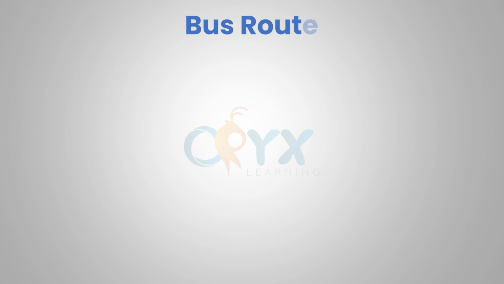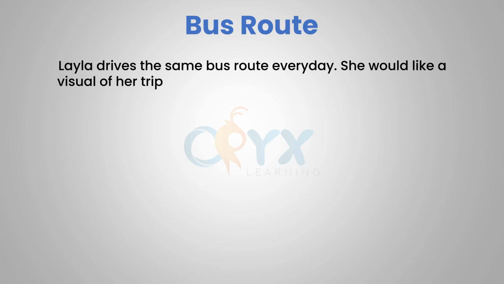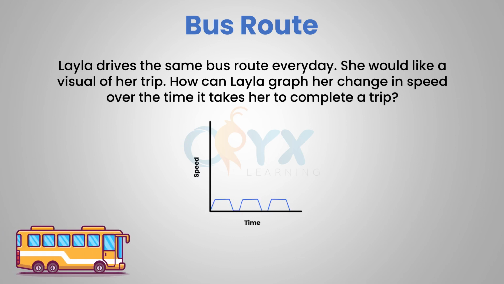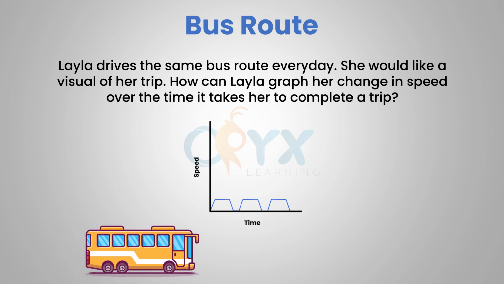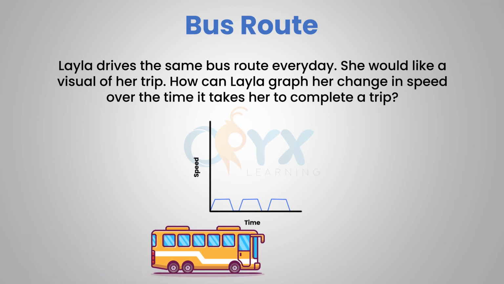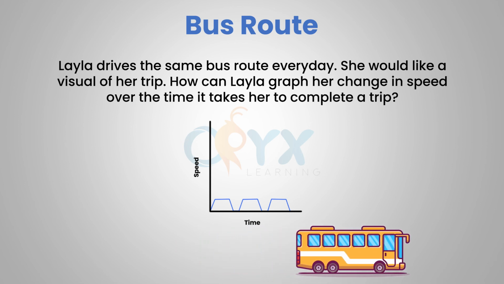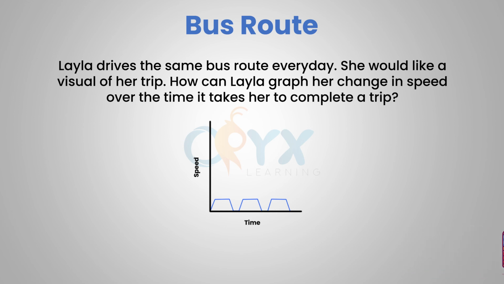Back to the bus route. Layla drives the same bus route every day. She would like a visual of her trip. How can Layla graph her change in speed over the time it takes her to complete a trip? As we can see in the graph, Layla speeds up, drives at a constant speed, slows down and stops to pick somebody up, and then starts again. This process is repeated for each bus stop. So we can graph Layla's bus route with an independent variable of time and a dependent variable of speed.